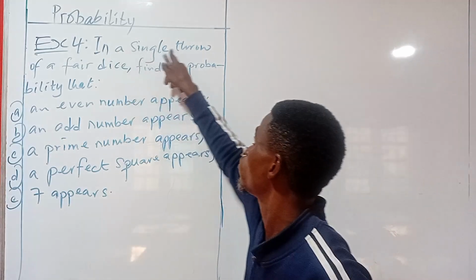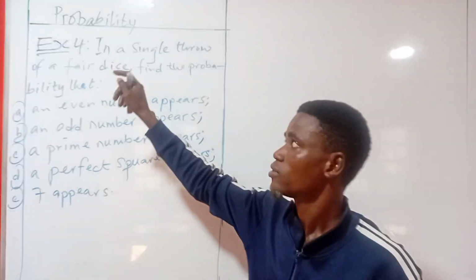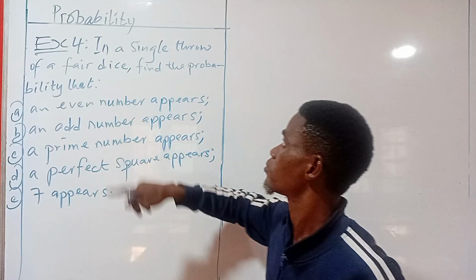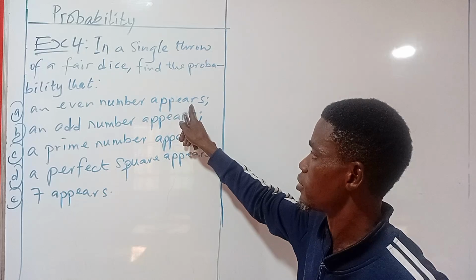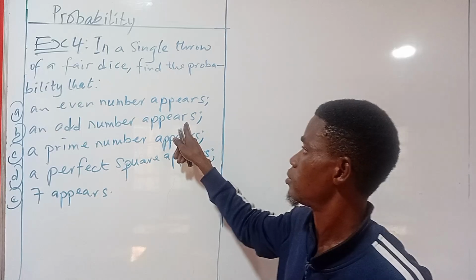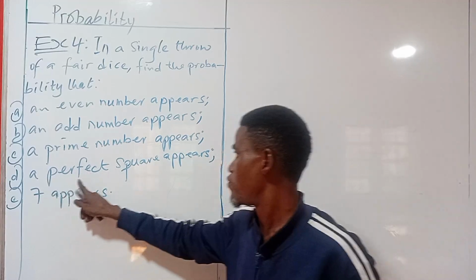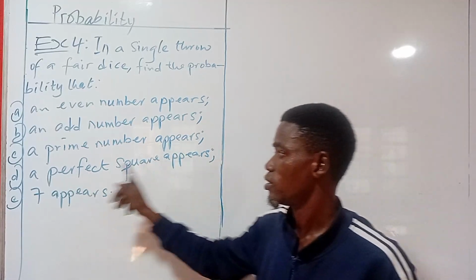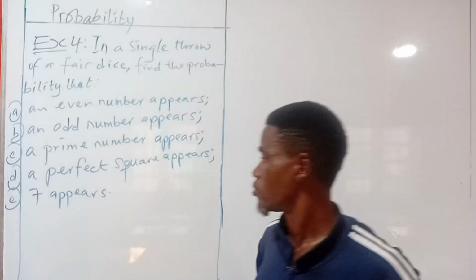Now, in a single throw of the fair dice, find the probability that an even number appears, an odd number appears, a prime number appears, a perfect square appears, then E when a 7 appears.